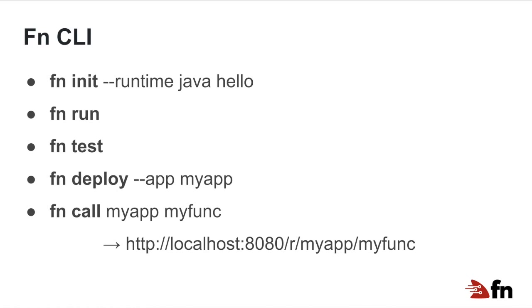And then FN run is how you run it locally and test it locally. FN test, I'll show you an example of this, but it's basically a way to define a bunch of inputs and outputs, and FN test will execute your function with those different inputs and compare it to the outputs so you can be sure your function is working, you're not breaking it. FN deploy will deploy your function to a remote server or a local server. And FN call is similar to FN run, but it'll call your function on a remote server.